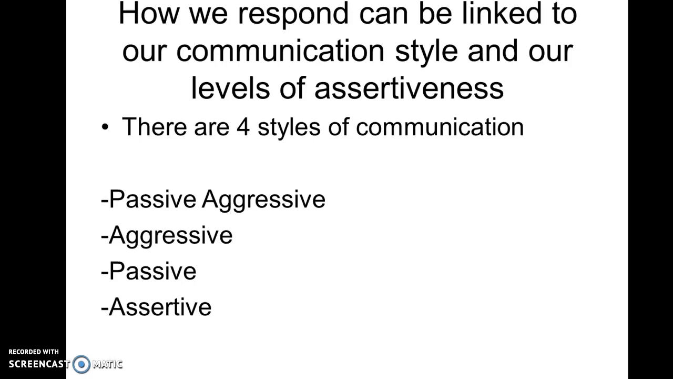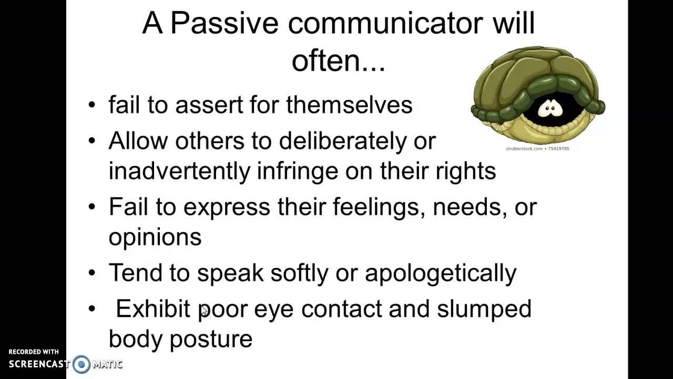And I'm probably teaching you to suck eggs here, but there are 4 different styles of communication, so I thought it'd be good to refresh ourselves on what these styles of communication mean. So we've got passive aggressive, aggressive, passive and assertive. So passive, you've got the little turtle in the shell hiding here. Passive communicators fail to assert themselves. They allow others to deliberately or inadvertently infringe on their rights. They fail to express their feelings, needs or opinions. Tend to speak quite softly or apologetically, oh, I'm sorry for this. Exhibit poor eye contact and a slumped body posture.